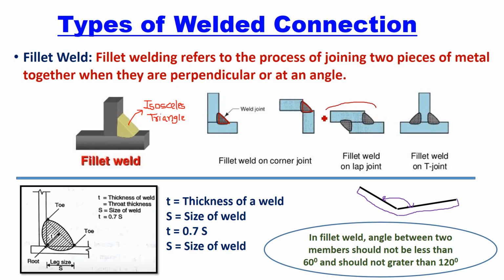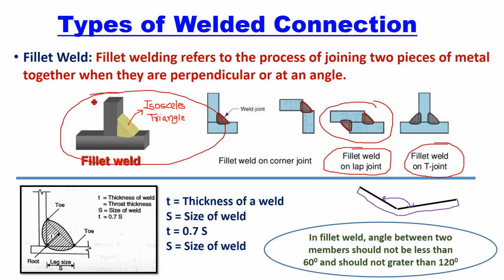Now here two metal plates overlap, right? So therefore it is called as fillet weld on lap joint. Since these two plates overlap, this is called as fillet weld on lap joint. So at the junction of these two plates, welding is done, right? This is called as fillet weld lap joint, and this is fillet weld T joints, like this example, right? This is called as T joint.